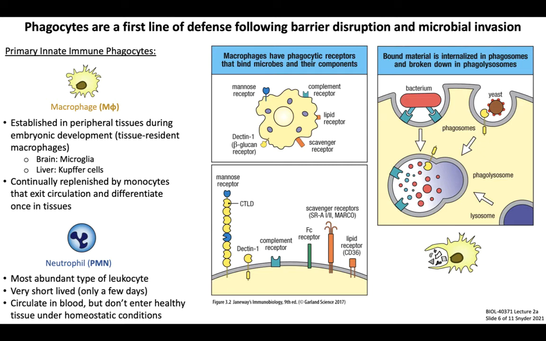Now, once a phagocytic receptor recognizes and binds to its cognate ligand, they trigger a signaling cascade that allows the cell to engulf the extracellular target and transport it inside of the cell, forming a membrane-bound organelle called a phagosome.